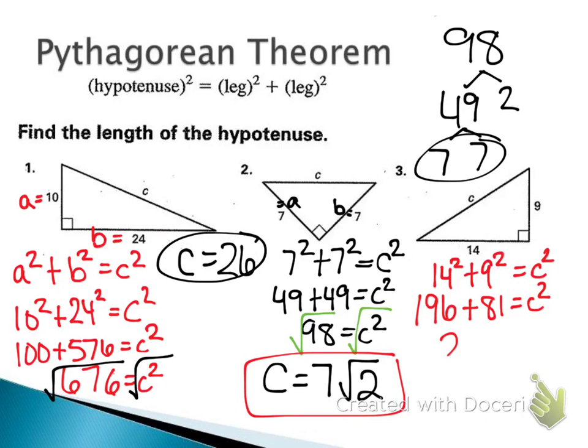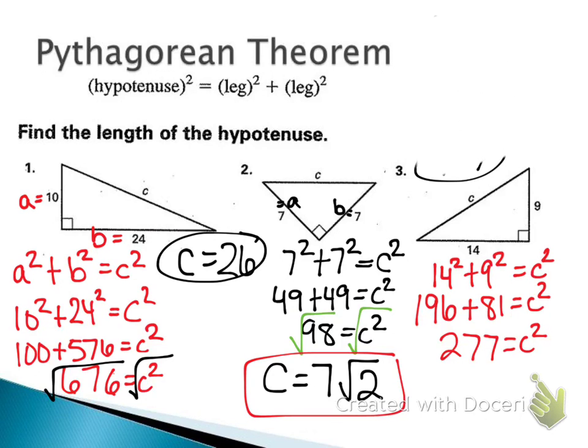277. Is 277 a perfect square number? Anybody? No, it's not. So that means we are going to have to try to simplify it. Is there anything that we can find that will divide into 277?